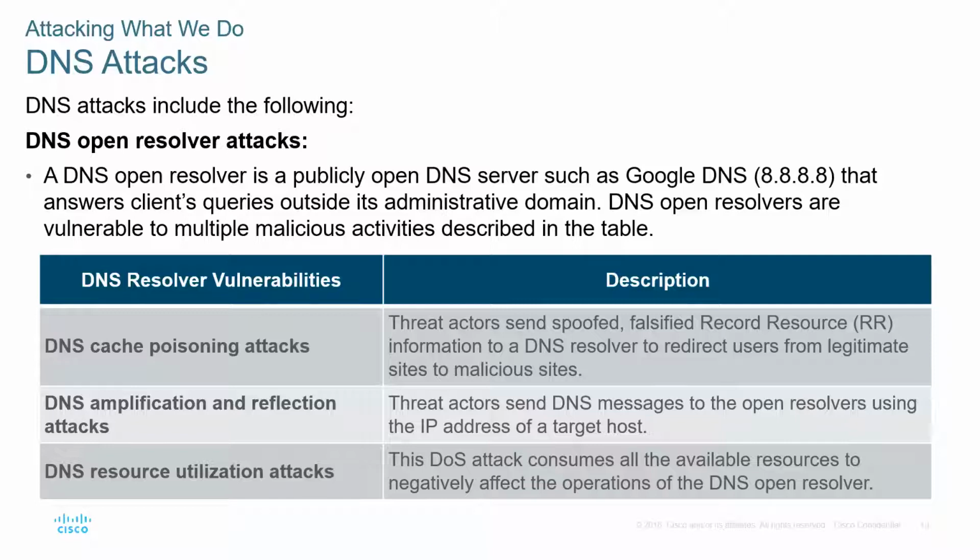Because those open DNS resolvers are vulnerable to multiple malicious activities, for example, you could do DNS cache poisoning. This is where the threat actors will send spoofed, falsified resource record information to the DNS resolver to redirect users from legitimate sites to malicious sites. You have DNS amplification and reflection attacks, which basically send DNS messages to open resolvers using the IP address of the target host. You're also going to have resource utilization attacks. This gets into denial of service attacks on a DNS server, where you're trying to consume all the available resources and therefore negatively affect the operations of the DNS server itself.